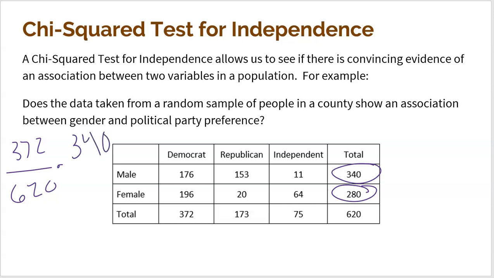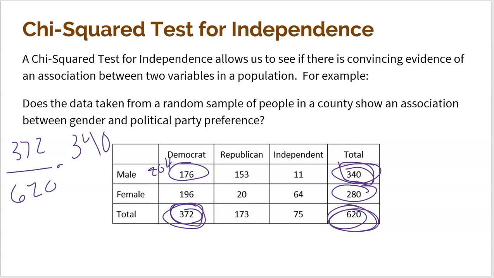So there's your formula, right? Right here, the Democrat males, that's what I observed, 176. The expected would be column times row divided by grand total, right? And again, it should all make sense. So I'm going to take 60%, times that by 340, and there should be 204 males that are Democrats. You're like, whoa, wait a minute, my observed value is way less.